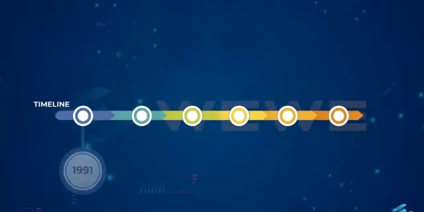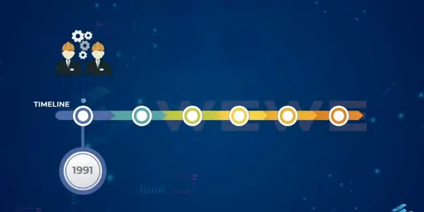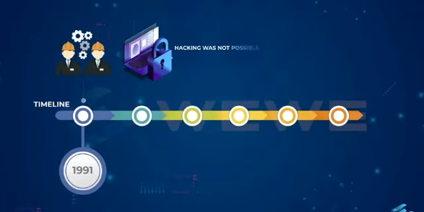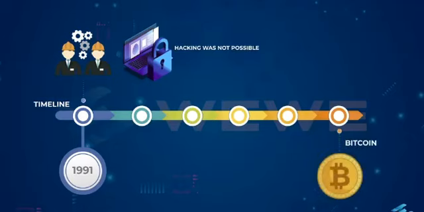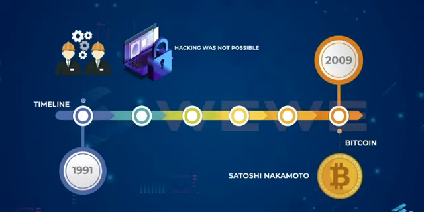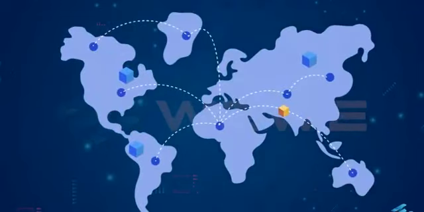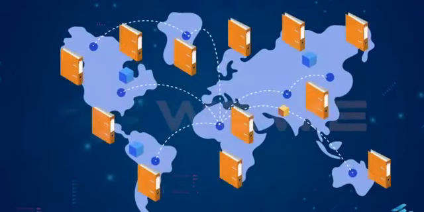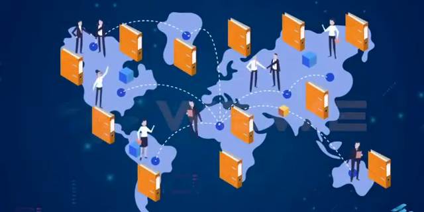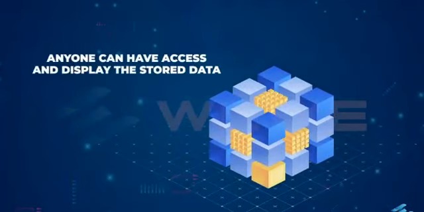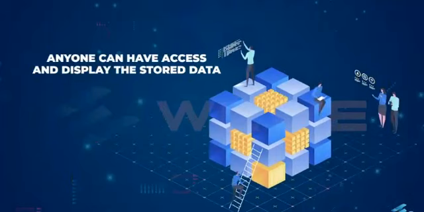Originally illustrated in 1991 by a team of researchers, this technology was at first designed to mark digital documents so that hacking them was not possible. However, it remained unused until Bitcoin cryptocurrency was created by Satoshi Nakamoto in 2009. A blockchain is a distributed ledger completely open to anyone. Anyone can have access and display the stored data.